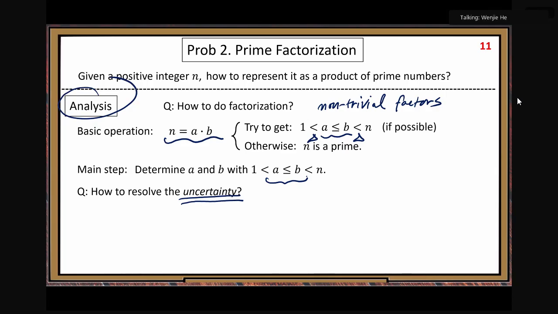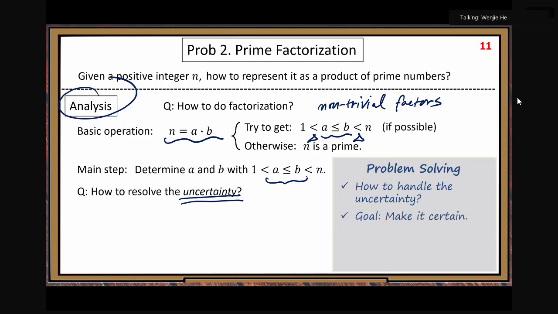All right, so let's look at here. In problem solving, how to handle the uncertainty. The goal, we want to make it certain. It's not easy. So you need to find many different properties to help you reduce the uncertainty. Discover the properties to help you reduce the uncertainty. Idea: reduce the uncertainty by exploring the properties. So that's the general idea in problem solving. Okay? So very general.